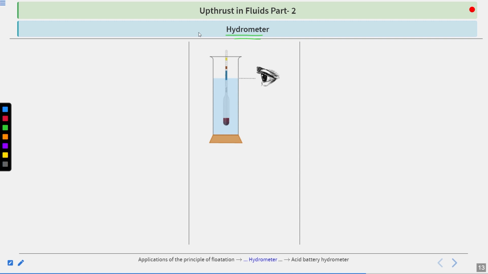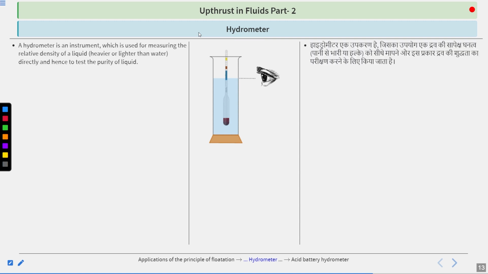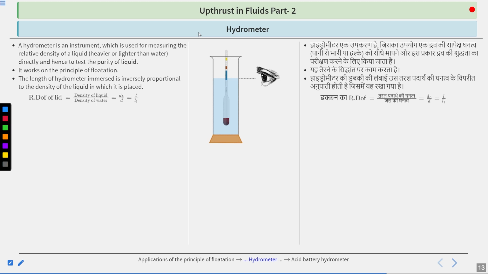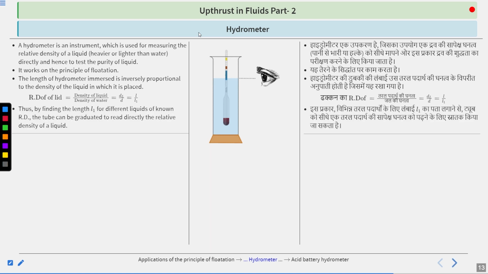Let's have a talk on the hydrometer. What do we mean by this? A hydrometer is an instrument used for measuring the relative density of a liquid, heavier or lighter than water, directly, and hence to test the purity of the liquid. It works on the principle of flotation. The length of the hydrometer immersed is inversely proportional to the density of the liquid in which it is placed. So we can say relative density of liquid equals density of liquid by density of water. Thus, by finding the length L1 for different liquids of known relative density, the tube could be graduated to read directly the relative density of a liquid.